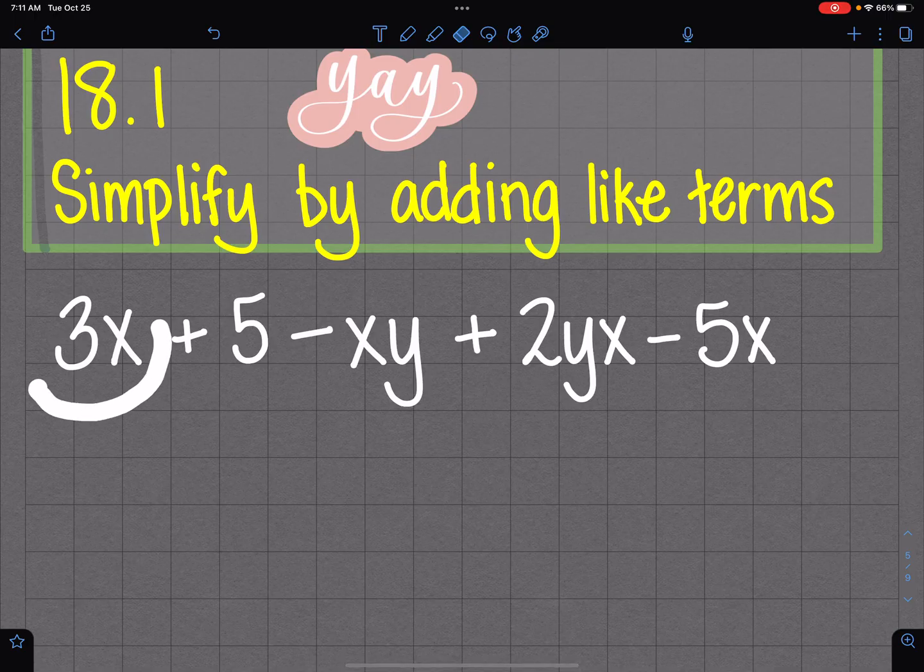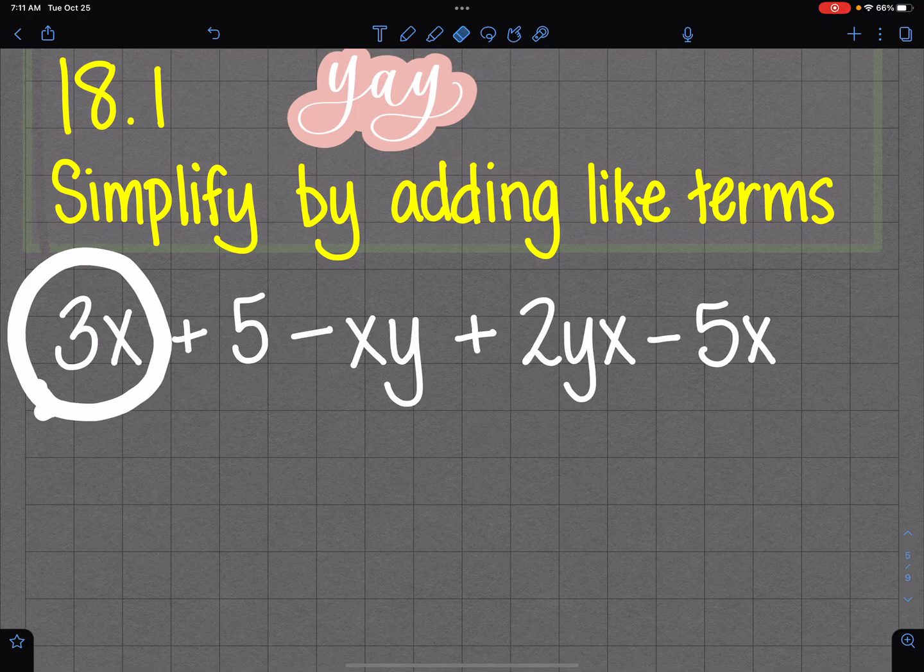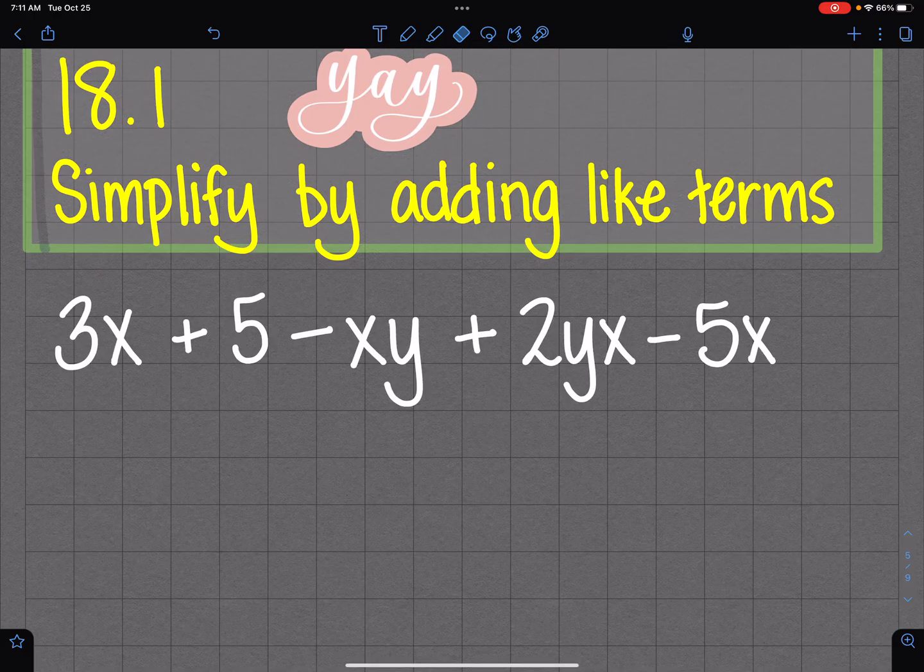So here's what we're going to do. We're going to start at the left-hand side, and we see that this is 3x. Now we're going to look for a like term. The only one that is alike to that one is this one on the end, 3x and negative 5x. So if I add the numerical coefficients, 3 minus 5, I have negative 2x. Then I'm going to cross those out because I don't want to get confused, since I already did them.